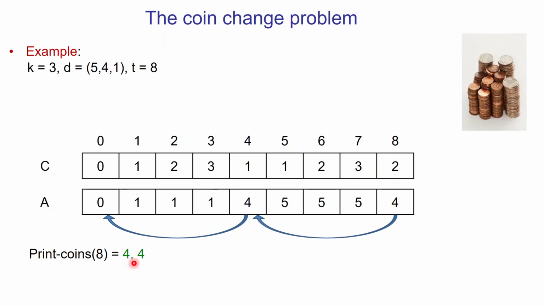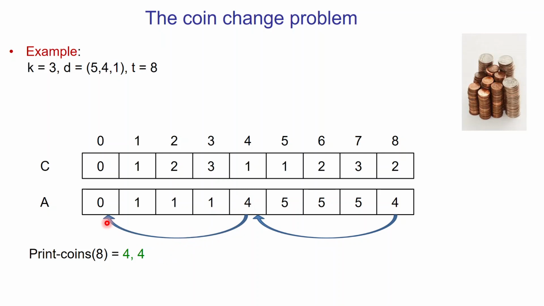We output it here, and after I output this, I go to a value of 4. So then I ask which coin do I need to use for this, and again I will be told here that you have to use a coin 4, and this will be the other 4 here. Then you get to 0 and you're done.